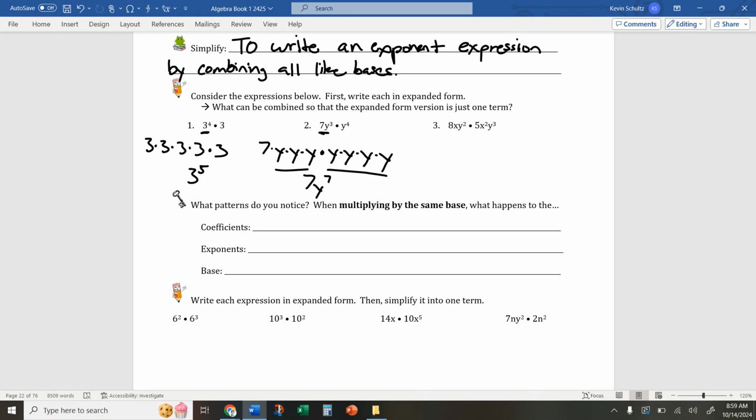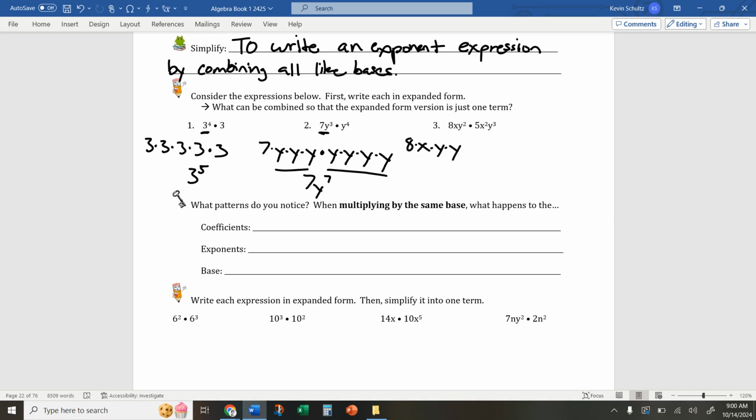Okay? The last one, 8xy squared. What's that in expanded form? 8xy squared. Yeah, Lucas. 8 times x times y times y. Good. 8 times x times y times y. There's one 8, there's one x, and then y squared means there are 2 y's.